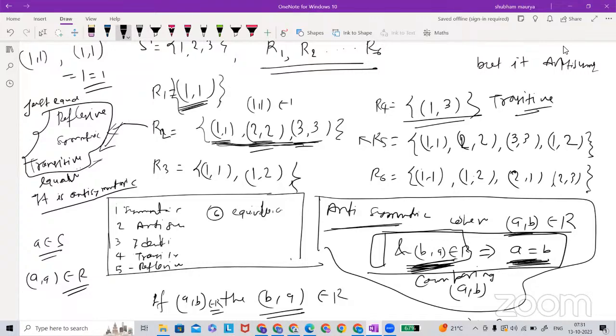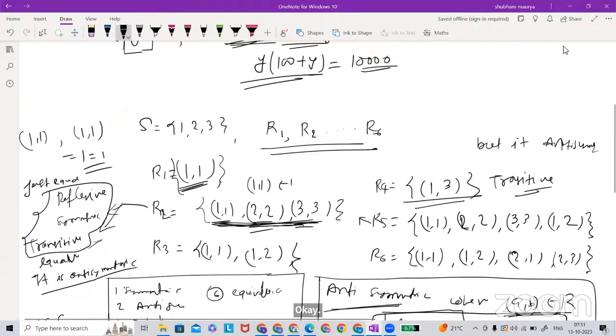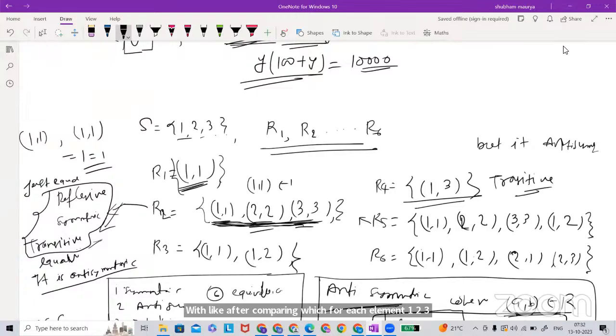Many of you may have a doubt about the difference between reflexive and identity, because reflexive also allows this one. In reflexive we can have extra elements, but in identity we cannot have the extra elements. Reflexive says that for each element 1, 2, 3, meaning (1,1), (2,2), (3,3), you can have extra elements, but identity does not.